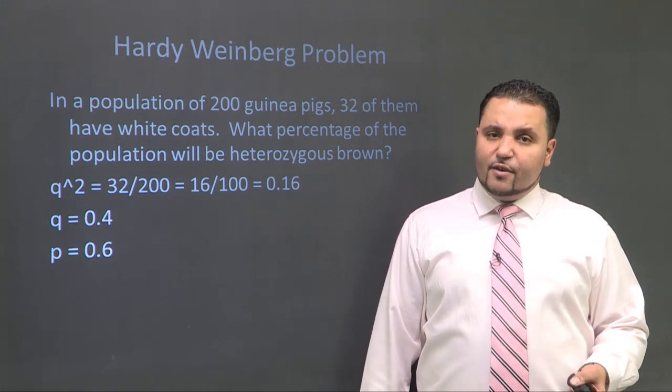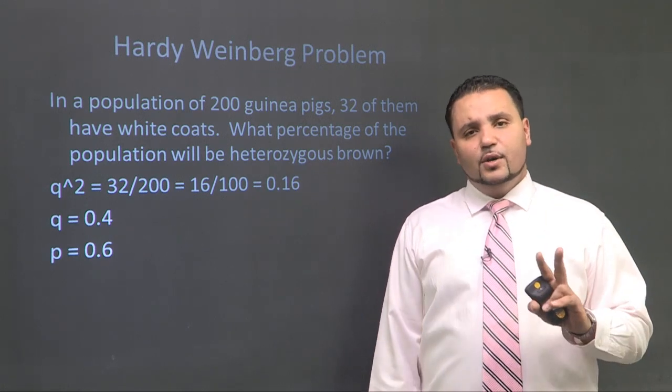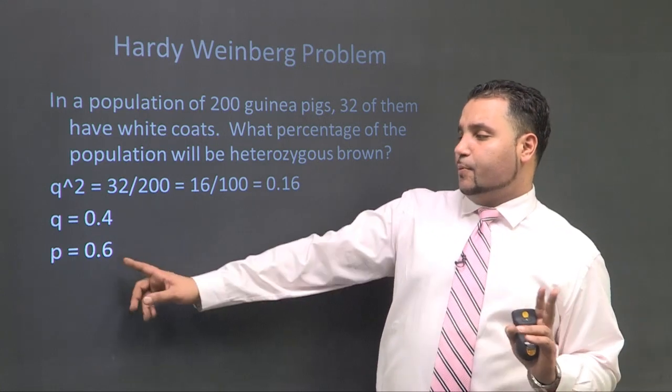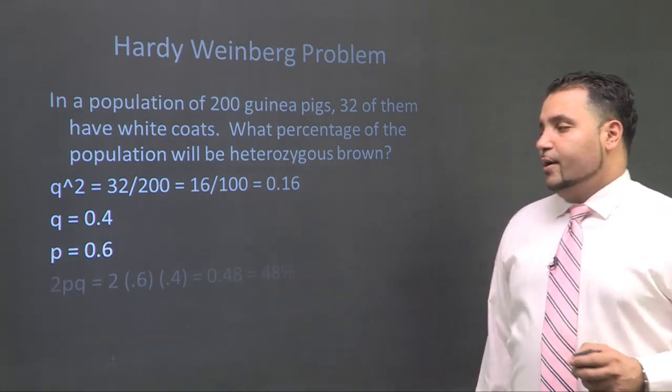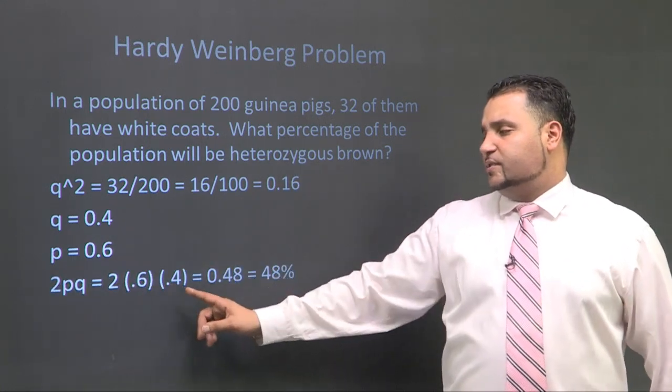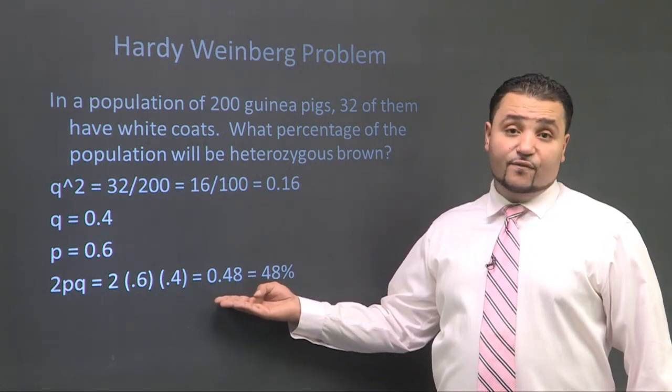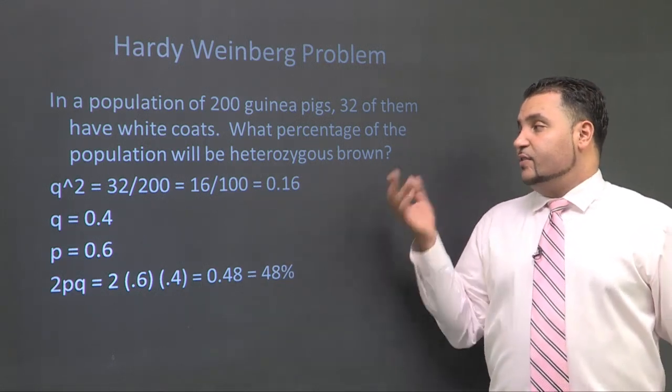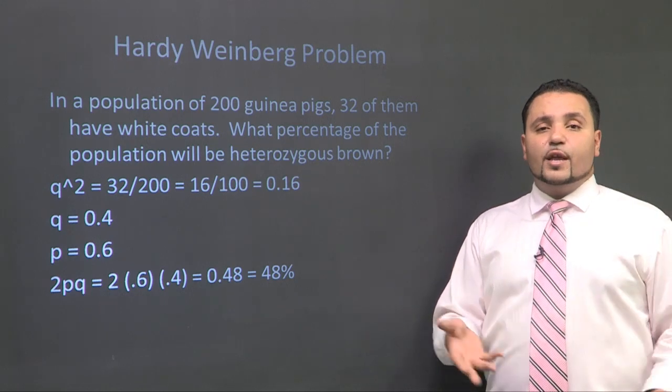Now, if I'm looking for the heterozygotes, I need the 2PQ. So I'm going to plug in 2 times 0.6 times 0.4. Okay, and when we do that, 2 times 0.6 times 0.4 gives us 0.48 or 48%. In this case, heterozygous brown will be 48%.